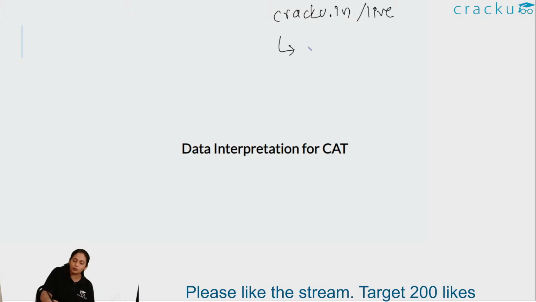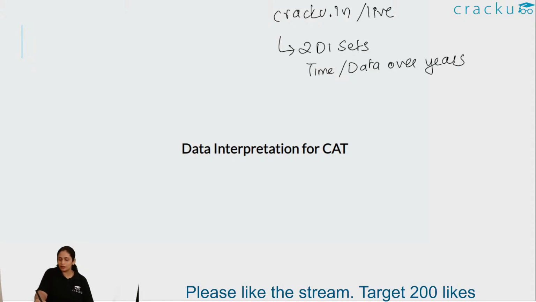It will be 2 DI sets. The first set would be essentially on time related data, or tables with time sets. Time or data over years. So data can be split over years or over periods of time. So that would be a 12 minute easy set. This is something that if it actually comes in CAT, you should definitely solve. Then the second set would be a slightly harder set, but still a very doable set. If any of this comes in actual CAT, you should definitely do. The second set will be based on connected data sets.